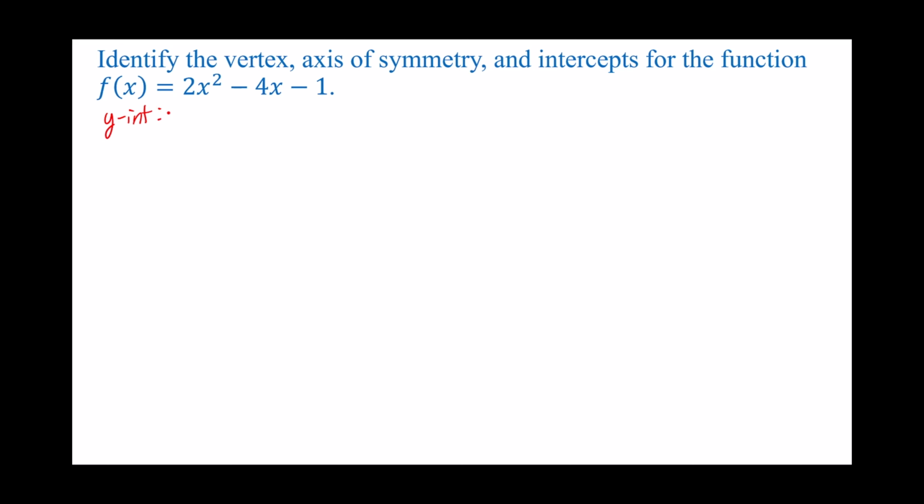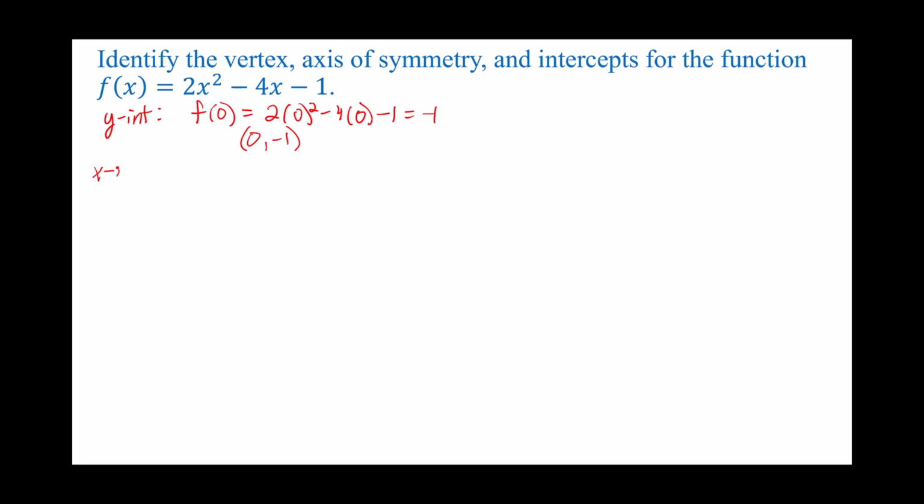For the y-intercept, that means when x is 0, what is y? So if x is 0, then f of 0 is 2 times 0 squared minus 4 times 0 minus 1, which is negative 1. So our y-intercept is the point (0, negative 1).